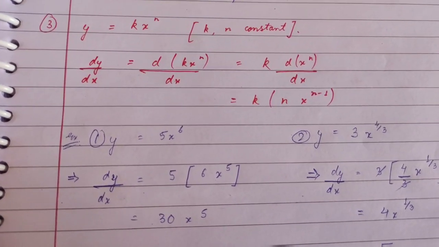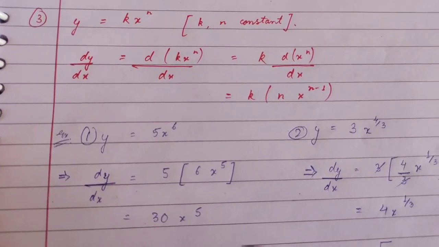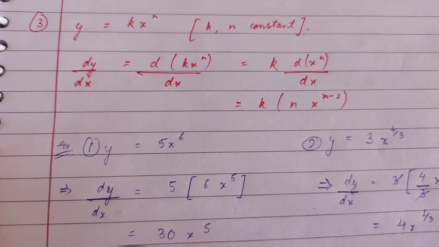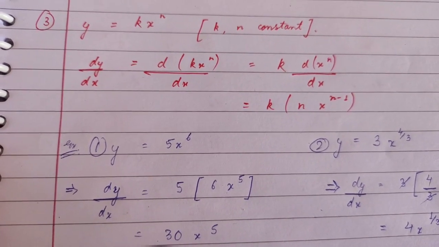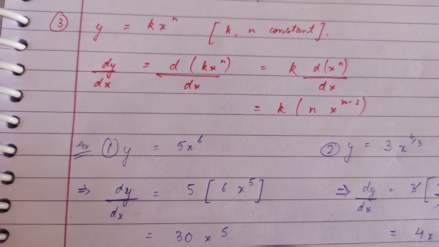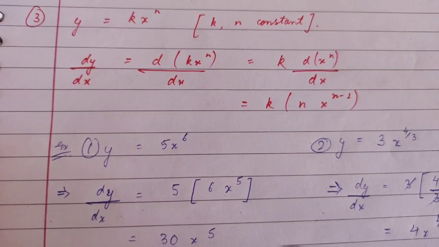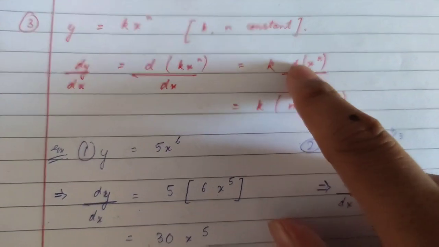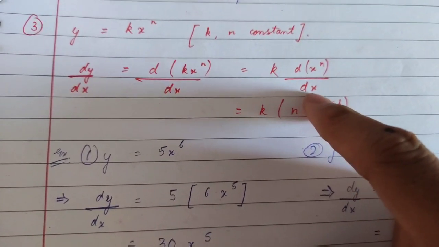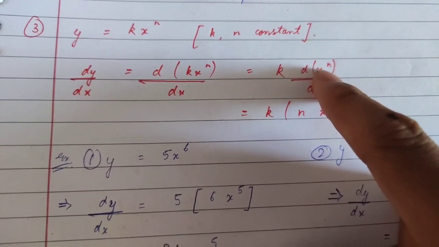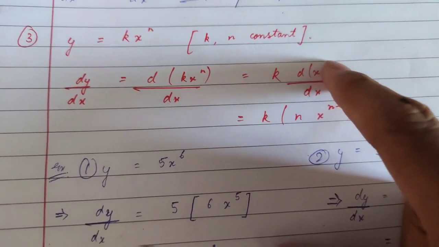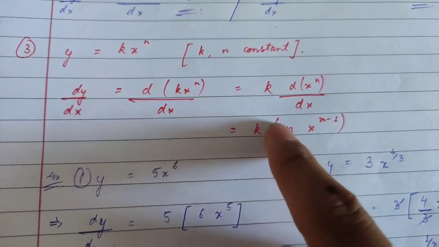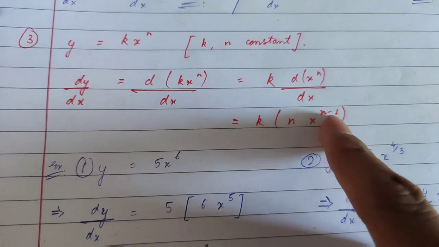Third formula is y equals k x to the power n, where k and n are constants. Its formula is just like the previous one, dy upon dx is equal to d bracket k x to the power n divided by dx. Here this k will come out, so k d x to the power n by dx. This was the formula of the previous equation also, so n will come down and minus 1 also, so the formula is k bracket n x to the power n minus 1.